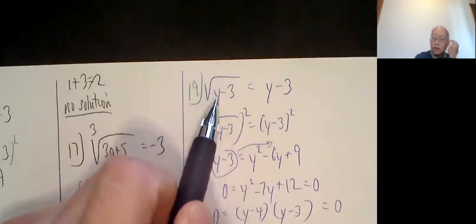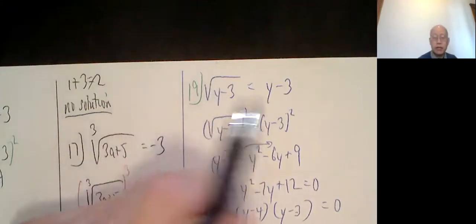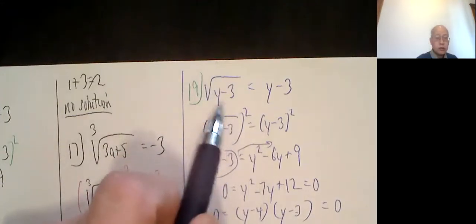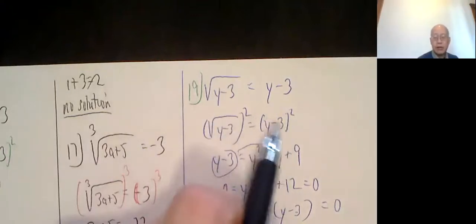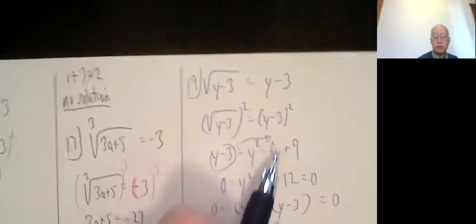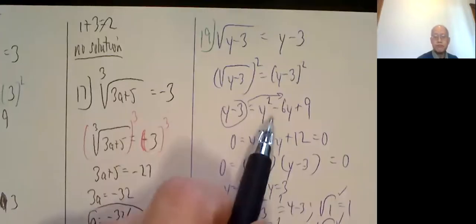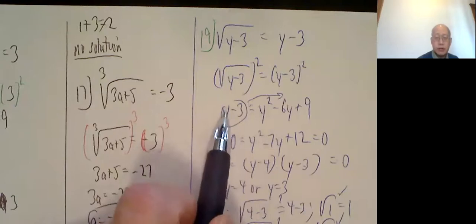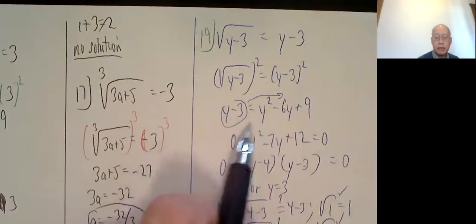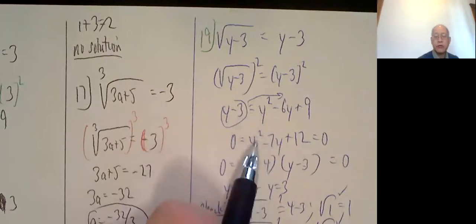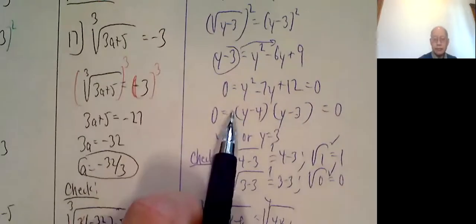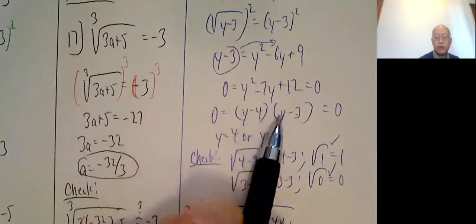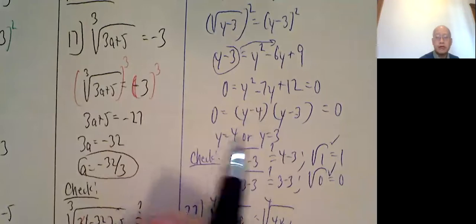Okay, 19, square root of y minus 3 equals y minus 3. Square both sides. So the left side is simply y minus 3. This one you've got to square: y squared minus 6y plus 9. This is a quadratic equation, which means put everything on one side equal to 0. Subtract y on both sides. Add 3 to both sides. So if I subtract y, I have y squared minus 7y. Add 3 plus 9, that's 12. Factor: y minus 4 and y minus 3. So y is either 4 or 3.